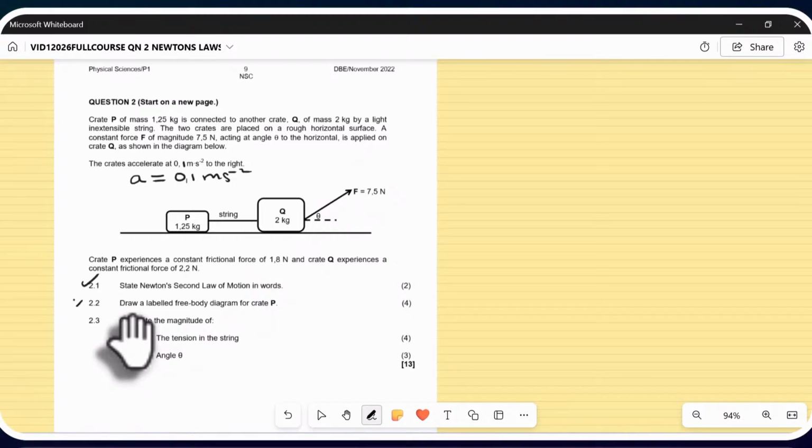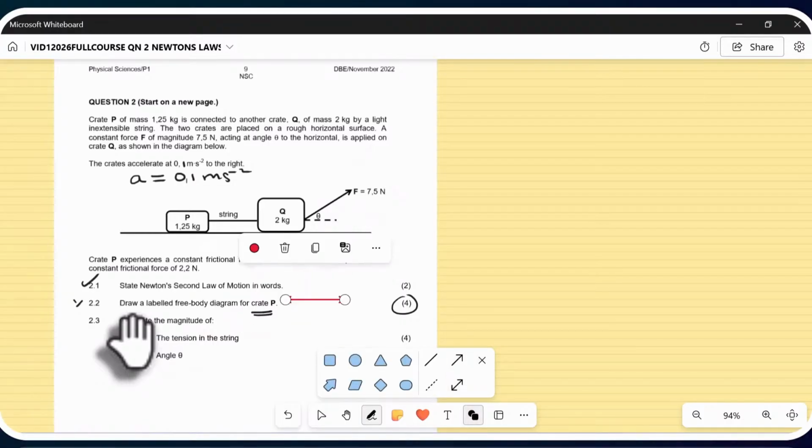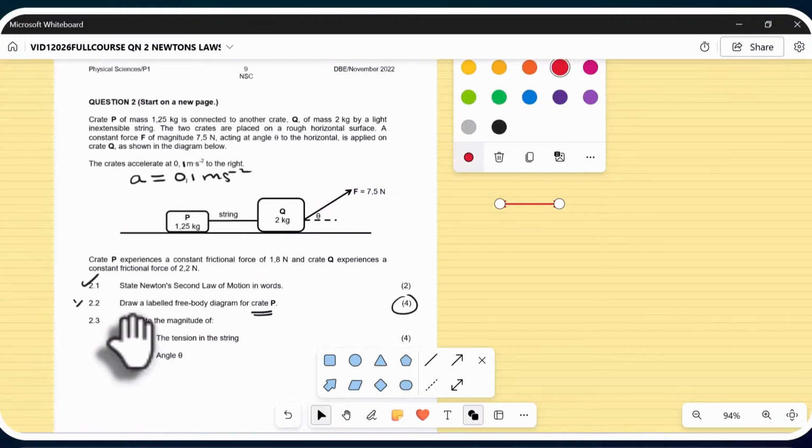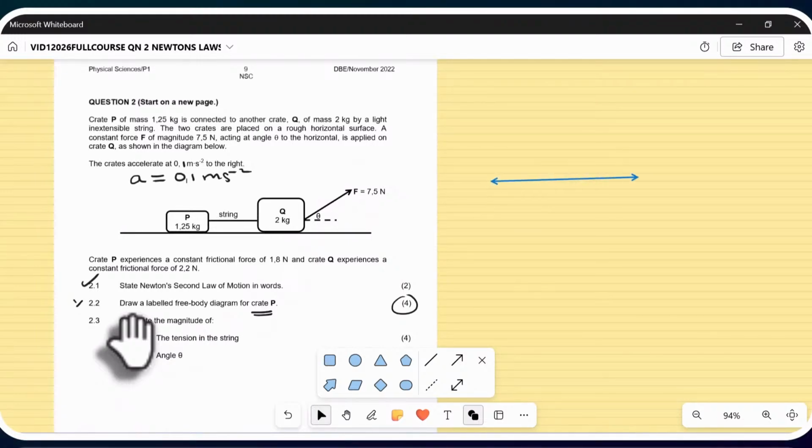Now label the free body diagram for crate P. Crate P is on the surface and pulled by the tension in the string, opposed by friction, and the surface exerts a normal force. Because these are 4 marks, you're going to have 4 arrows all coming from the dot. So this is what we have here: the 4 arrows all coming from the dot. And then this one's here as well.